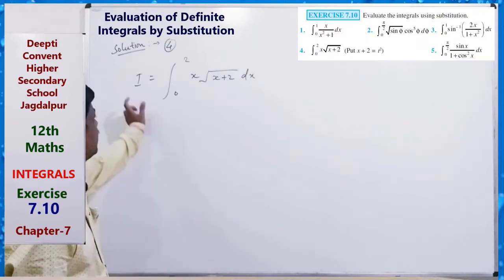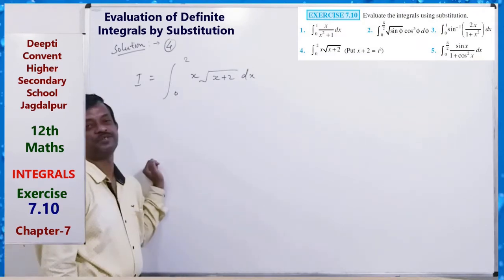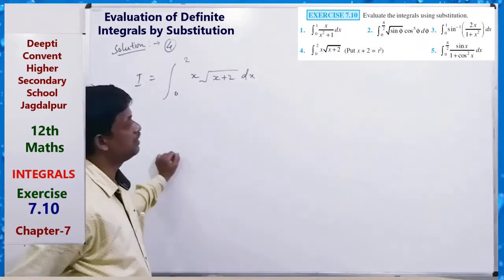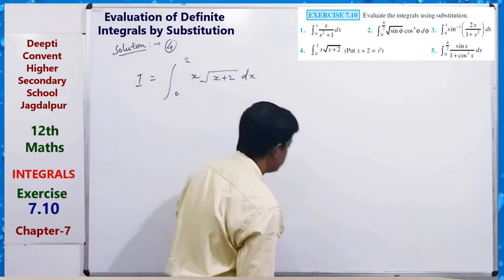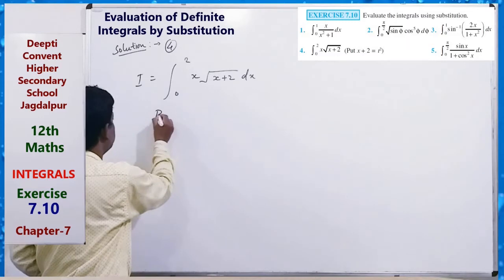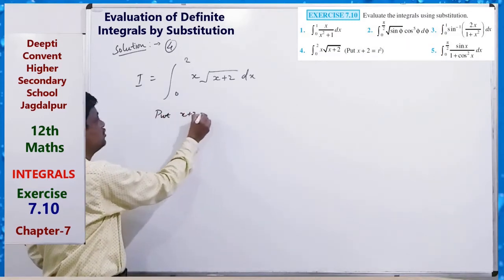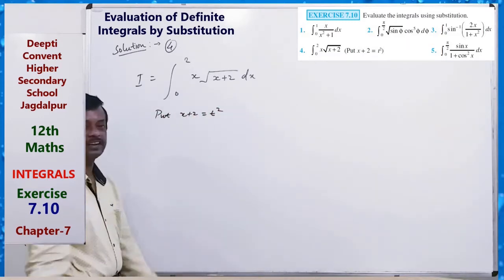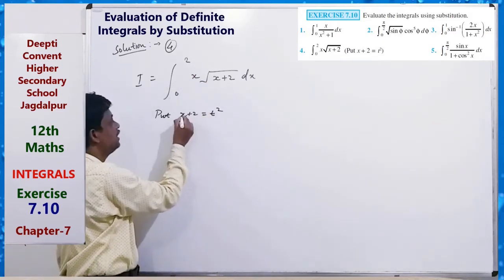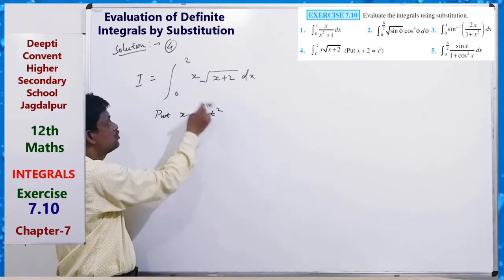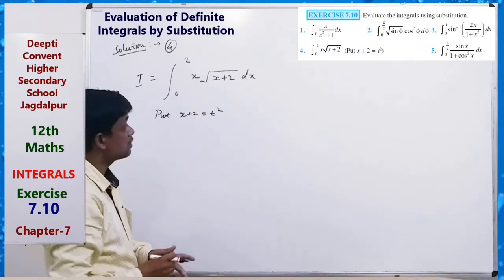So here, what will be the substitution? This is given in the hint. This can be taken as t square. So put x plus 2 equals t square, then we can get the result. So here x plus 2 equals t square. We can substitute, the substitution method.